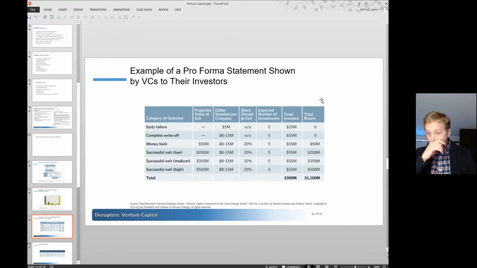Okay, so what does a pro forma statement kind of look like? So if we're a GP, a general partner, and we are going to some investors and we want to kind of show off, well, what do our pro formas look like?